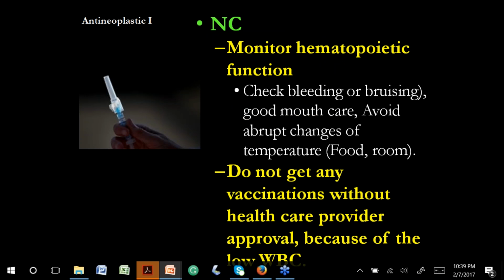So again, nursing considerations in general, this is going to be a rule for everybody. Monitor hematopoietic function. Do not get any vaccinations without health provider approval because of the low white cells.